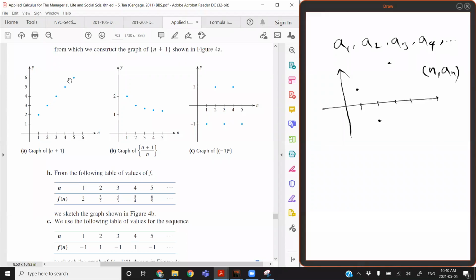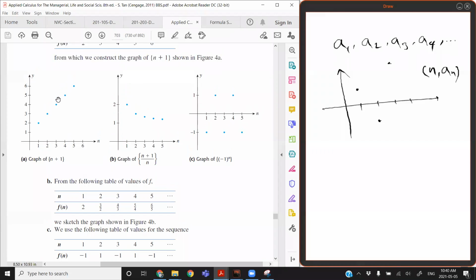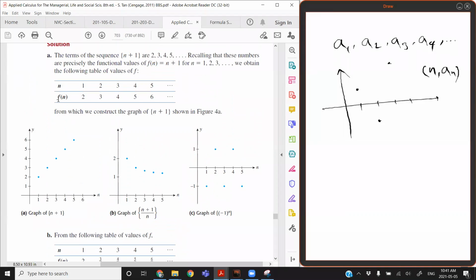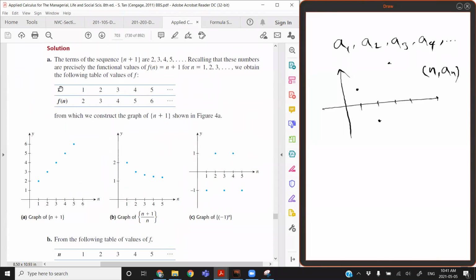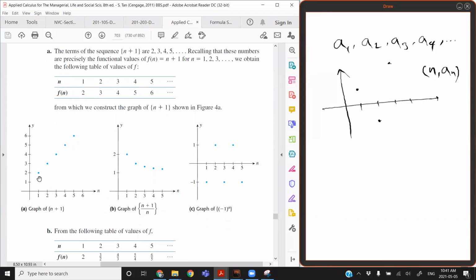These points just form a line. Yes, these are points on the line x plus 1, because this is the sequence n plus 1. And as n approaches infinity, an would also approach infinity. So the limit does not exist here. And if the limit of the sequence does not exist, you would say that the sequence diverges.